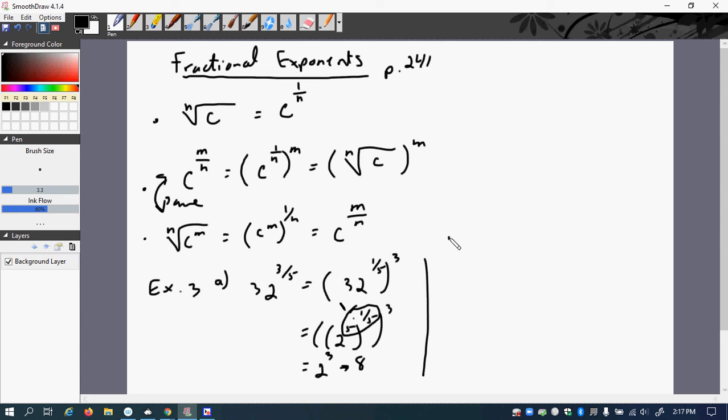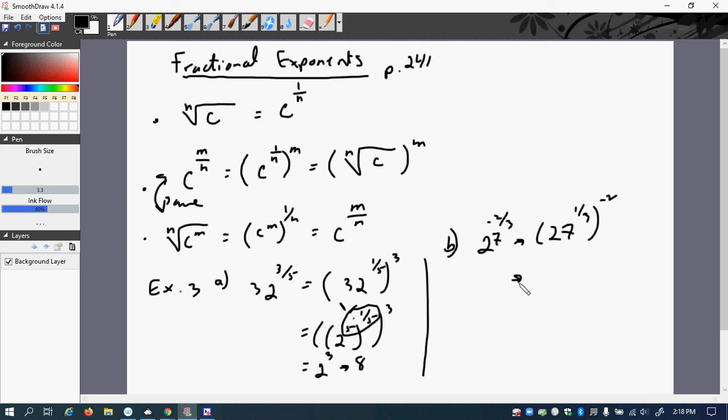The other one they do is with a negative exponent. So we have 27 to the negative 2/3. I'm sorry, 27 I meant to say. And so we can write it as 27 to the 1/3 to the negative 2. Okay, one of them has to be negative.